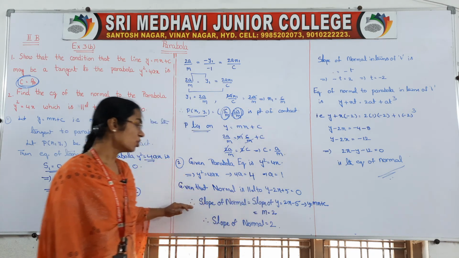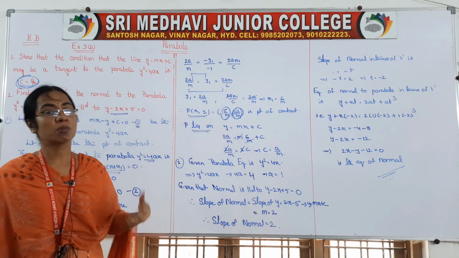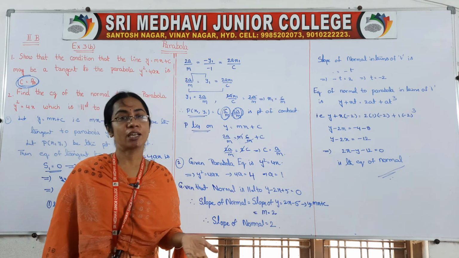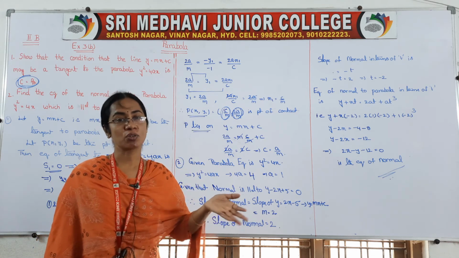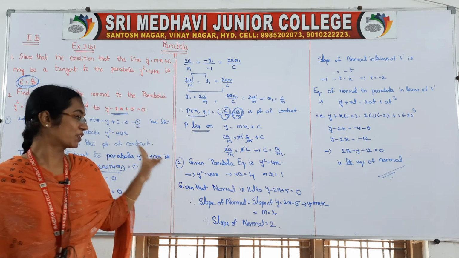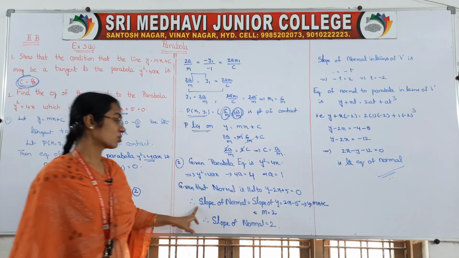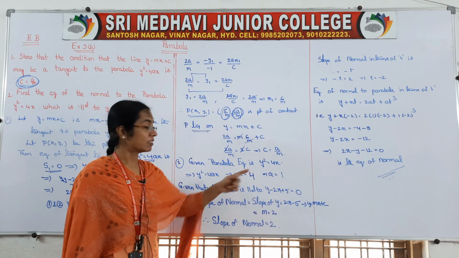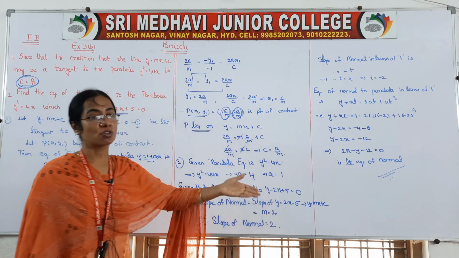So what happens if two lines are parallel? In mathematics, not only in parabola, anywhere, if two lines are parallel, their slopes are equal, right? We can use this basic concept in any class, not only in first year straight lines. If two lines are parallel, their slopes are equal. So slope of the normal is equal to slope of this line. The normal is parallel to this line equation, so slope of normal is equal to slope of that line.